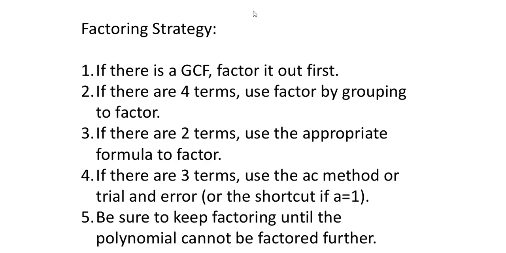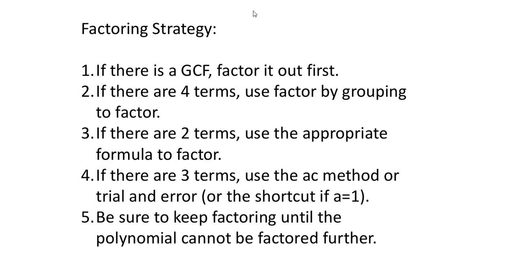First, if there is a greatest common factor, factor it out. Second, if there are four terms, use factor by grouping to factor. However, if there are only two terms, use the appropriate formula to factor, which will either be a squared minus b squared, a to the third power plus b to the third power, or a to the third power minus b to the third power, like we saw in section 4.6.